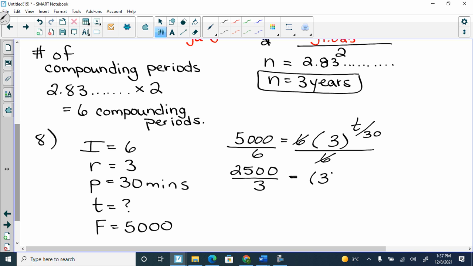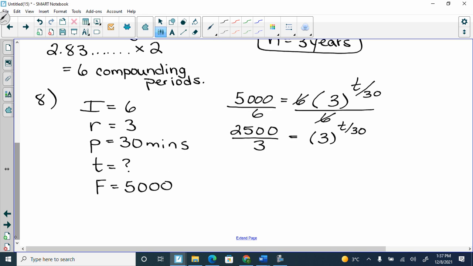Can you just do 1 divided by 3 in bracket? You need to just put the fraction in. Do you have to reduce the fraction before you put it in, or can you...? No, you can put in 5,000 over 6.